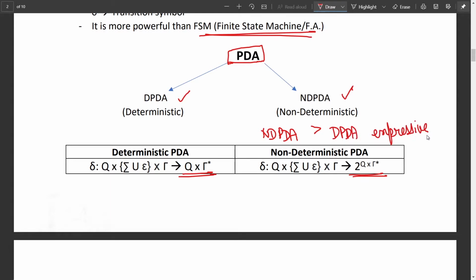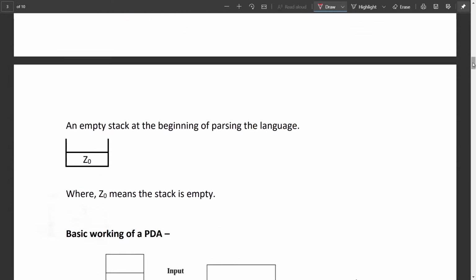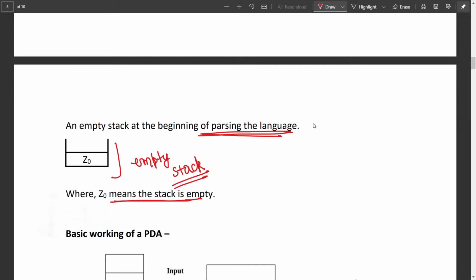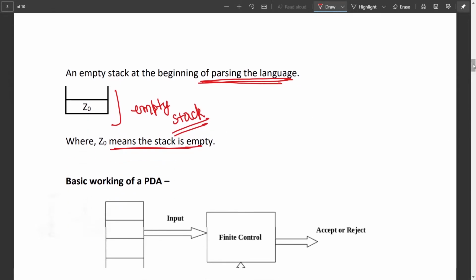For the finite automata, it was similar. The non-deterministic finite automata was similar to the power of deterministic finite automata, but in this case, NDPDA is more in power than the DPDA. So, like I said, we'll just start with an empty stack, and we'll consider this particular thing as an empty stack instead of a completely empty stack, since this will help us recognize languages further in the video. Like I have mentioned, Z0 means the stack is empty.